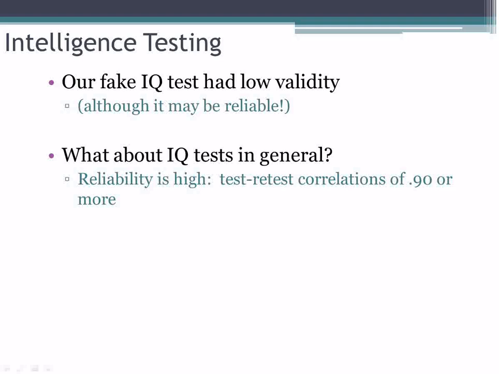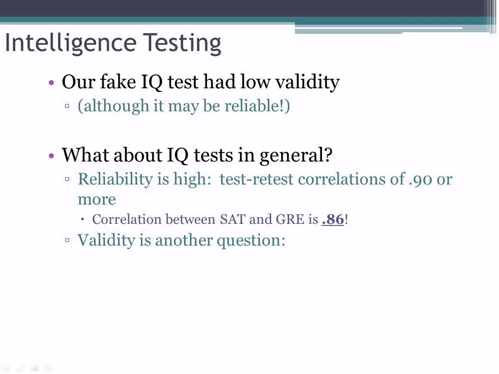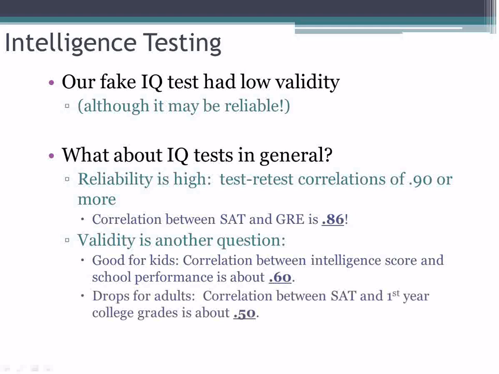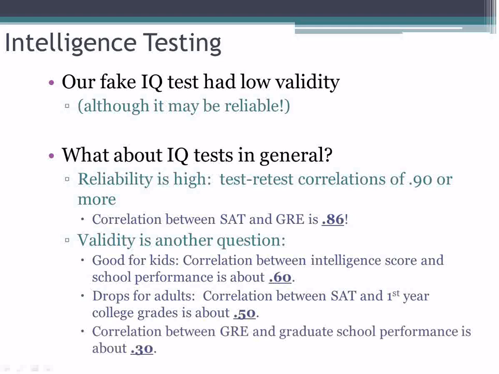So for IQ tests in general, test-retest reliability tends to be pretty high. So intelligence tests tend to be pretty reliable, but their validity is kind of questionable. So the correlation between the SAT and the GRE, pretty good. Correlation between IQ score and school performance is pretty good, 0.6. Correlation for adults between SAT and the first year of college is about 0.5. GRE and graduate school performance is about 0.3, right?